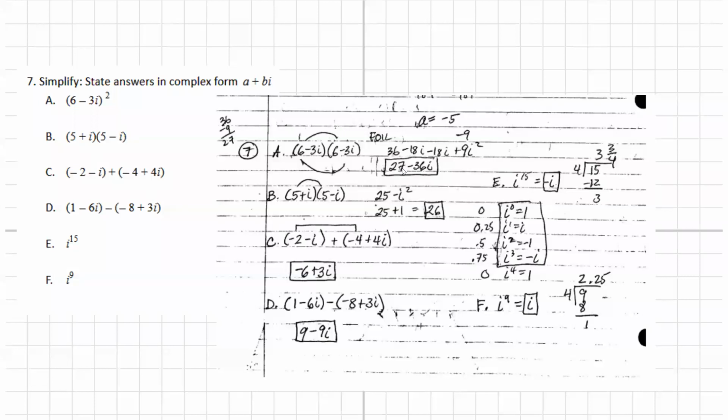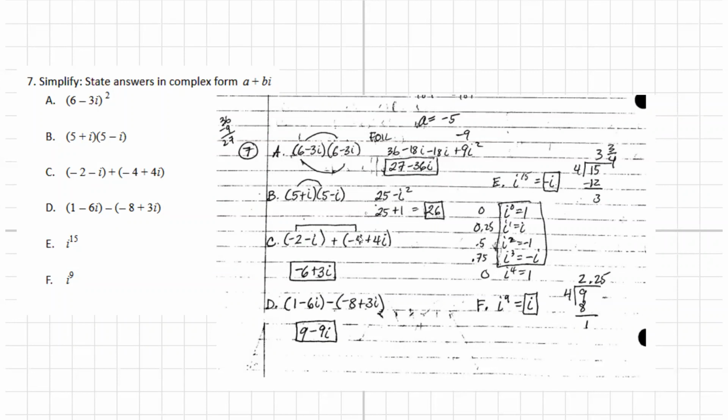So that's the answer for part A. For part B, we do the same thing. FOIL it out, and you get 25 minus i squared. You never leave i squared in your problem. i squared becomes -1, so minus -1 makes +1. So this answer ends up being 26 for part B.